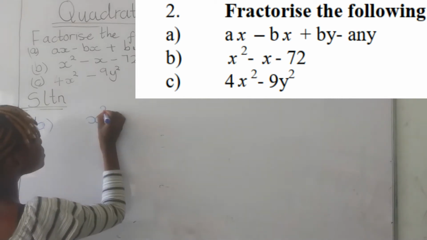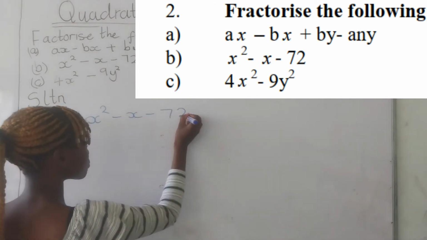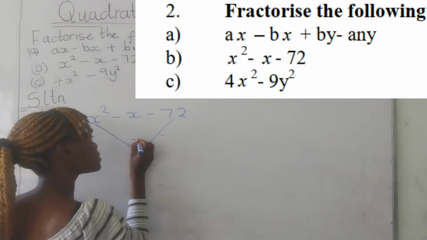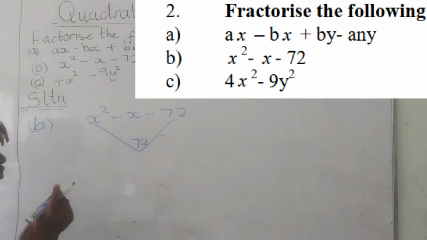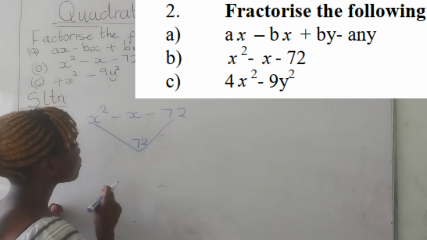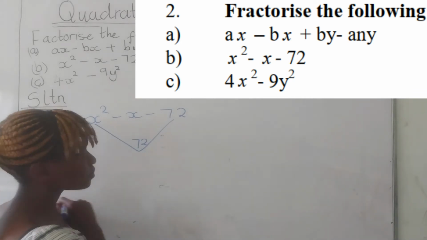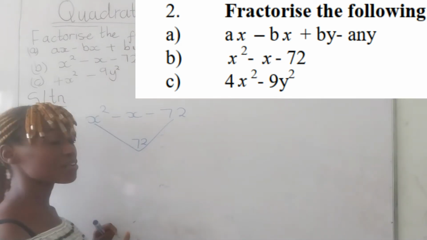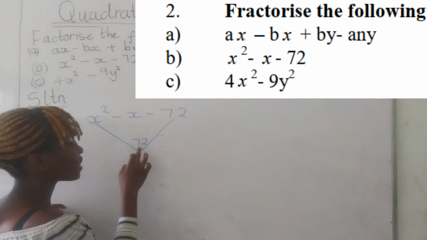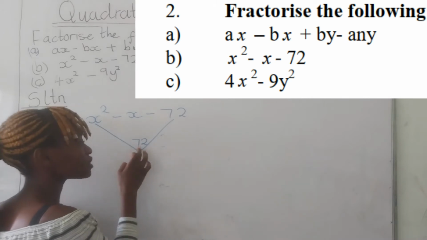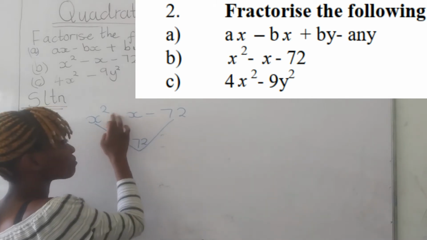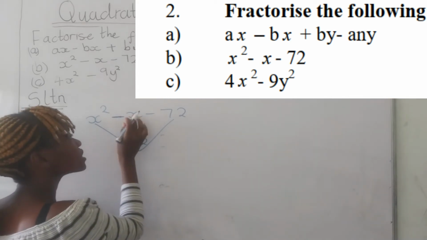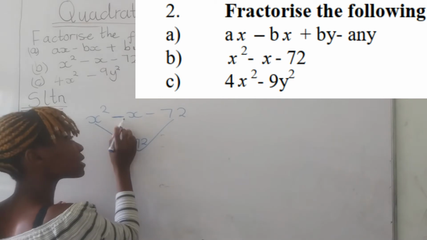Okay, so for our second part, part B, it reads x squared minus x minus 72. For this part, we draw a triangle. We put our 72 here. We find two numbers which, if we multiply them, give us 72, but if we subtract them, they have to give us a minus 1. As you can see, the coefficient of this part is minus 1.